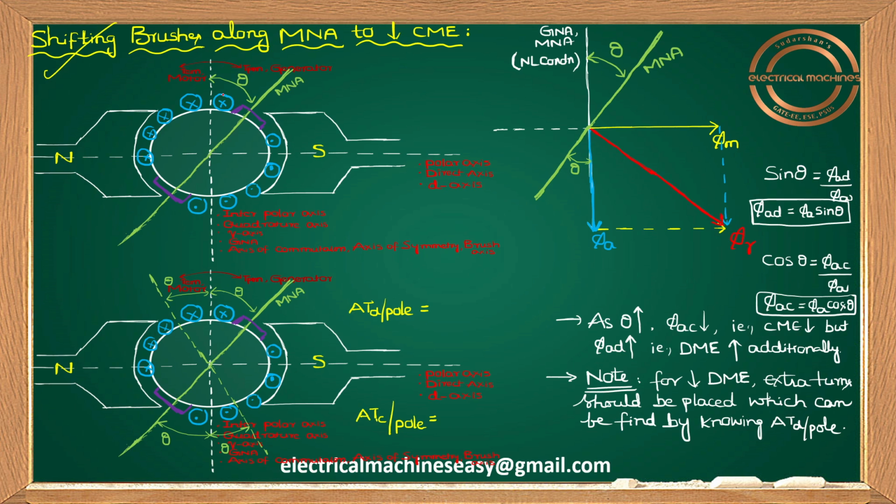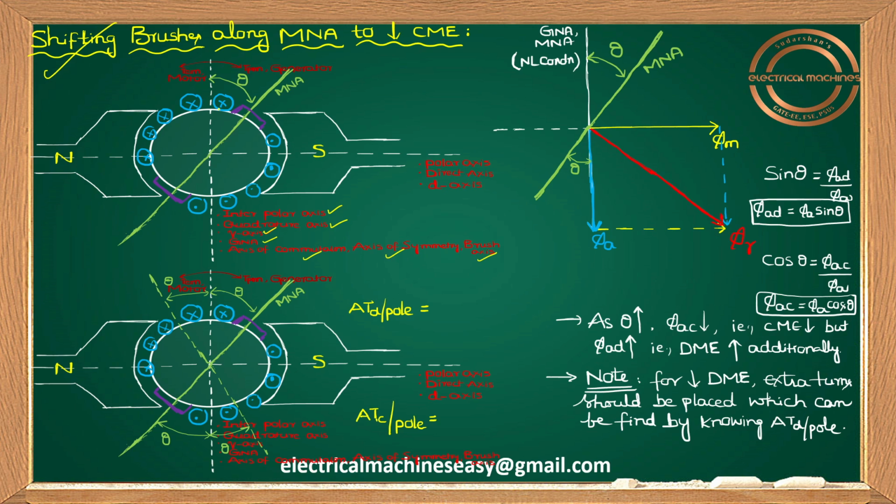In the last class I had already taken main poles. Let me take this one as North Pole, South Pole, and here this is nothing but the Q axis. What is the other name for quadrature axis? Interpolar axis, quadrature axis, Q axis, geometric neutral axis, axis of commutation, axis of symmetry, and I can say this one as the brush axis also.